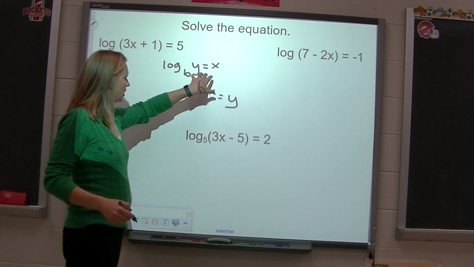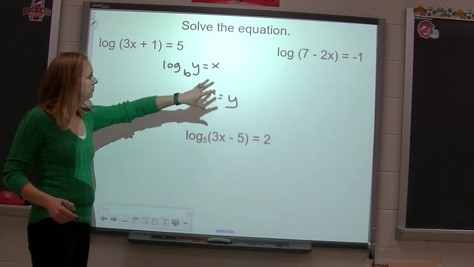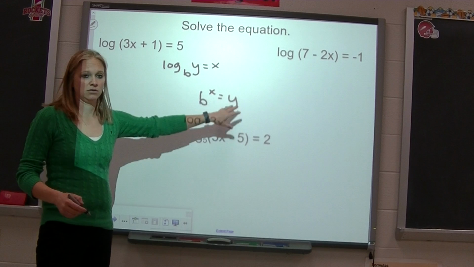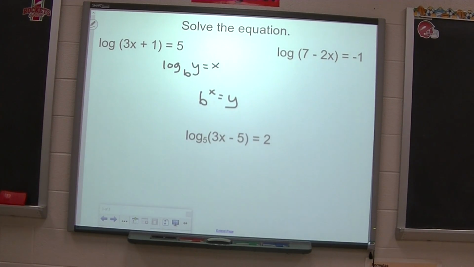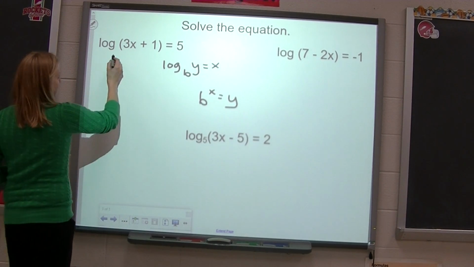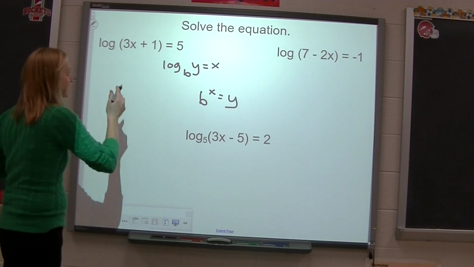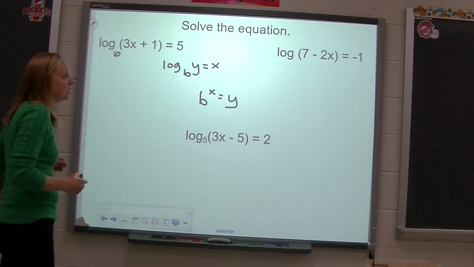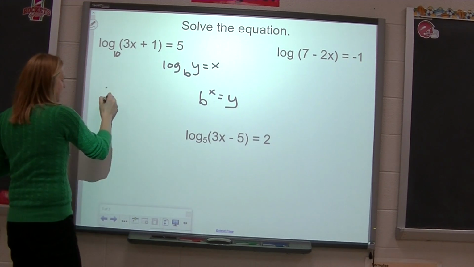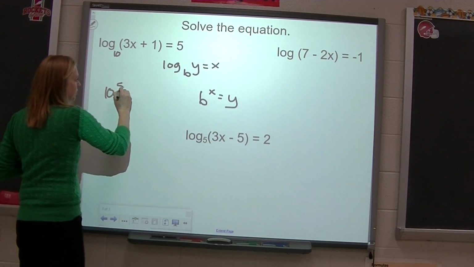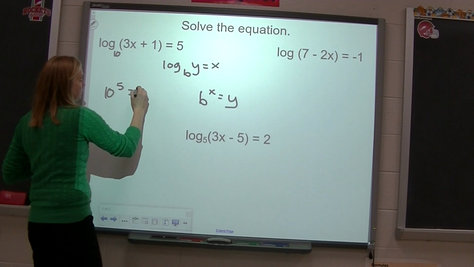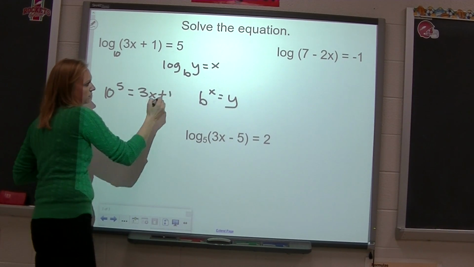The b, x, and y need to replace the b, x, and y here. So, I'm going to find my base up here. Oh my gosh, there's no base written. Remember, we should know this by now, that it's a common logarithm, so the base is 10. So we're going to have 10 to the 5th power equals 3x plus 1.